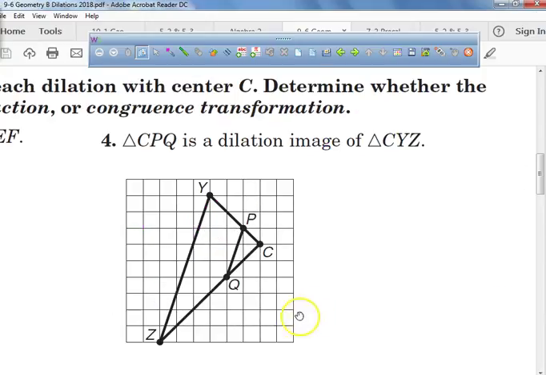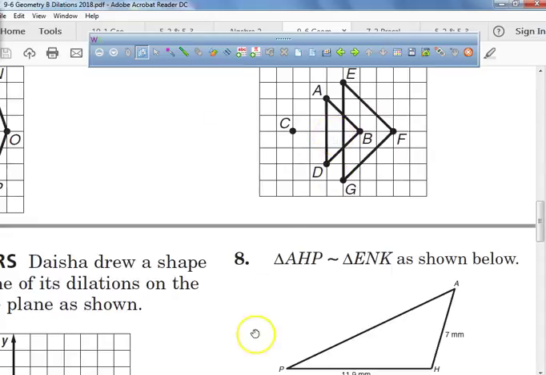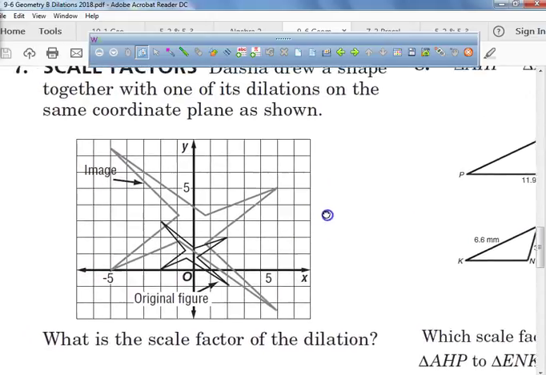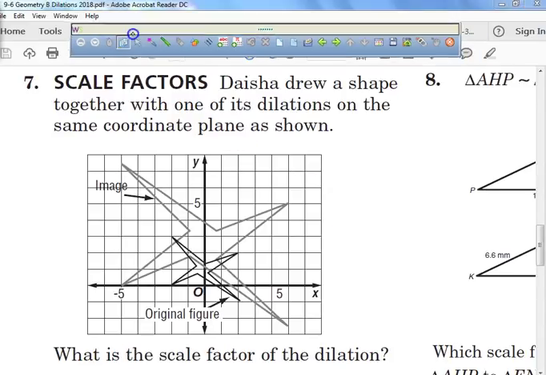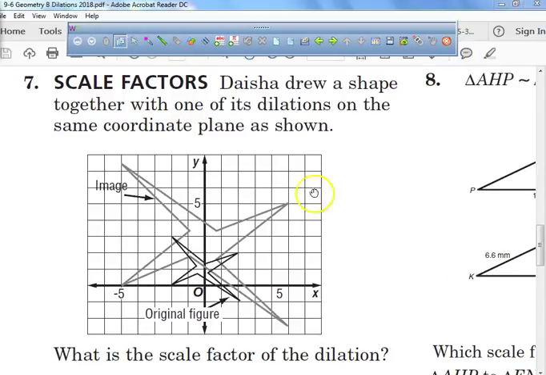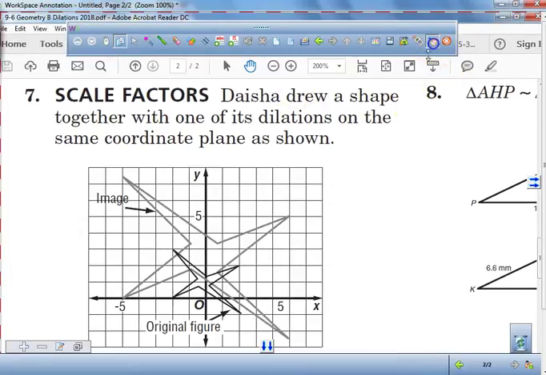Okay? All right, moving on to the back page. What we're going to do is look at problem number 7, because it's an irregular looking shape. Let's take a look at it.